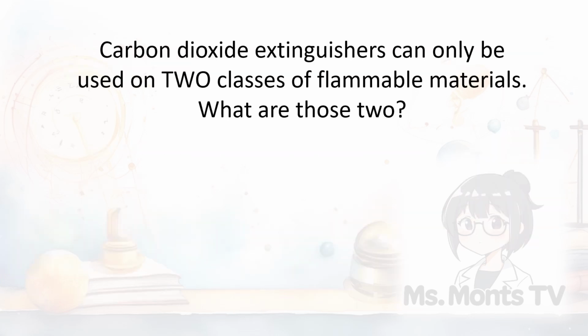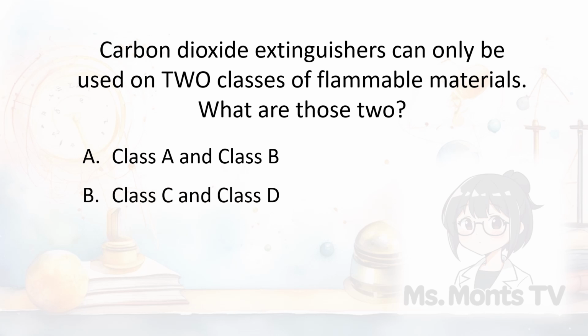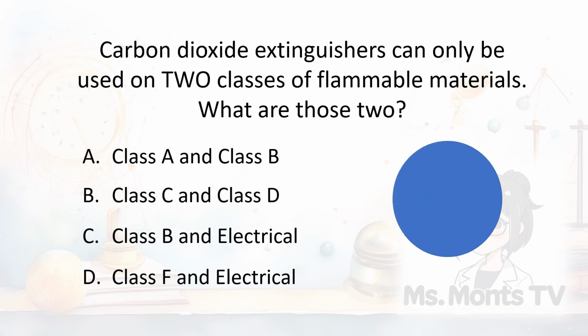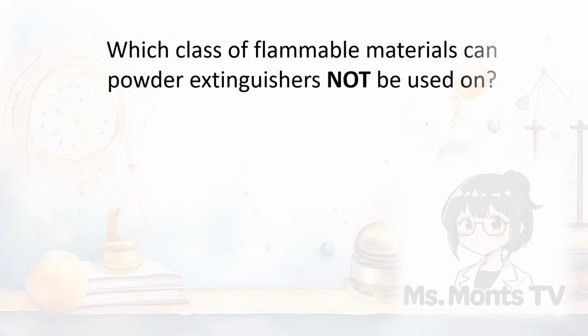Carbon dioxide extinguishers can only be used on two classes of flammable materials. What are those two? A. Class A and Class B. B. Class C and Class D. C. Class B and electrical. D. Class F and electrical. Letter C, Class B and electrical.